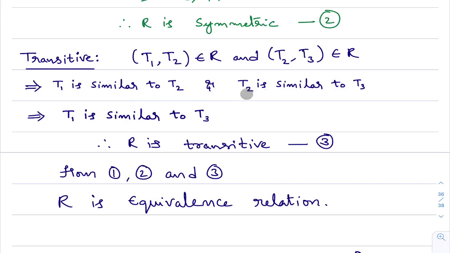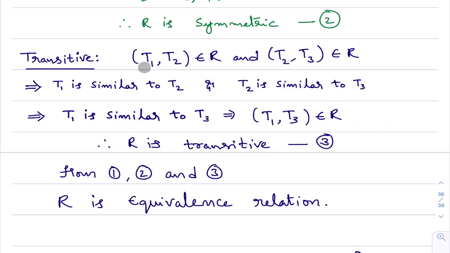T2 is a triangle which is similar to T3. By seeing these two points, we can easily say that T1 is similar to T3. Therefore, the relation R is transitive. Why am I saying the relation R is transitive? Therefore, (T1, T3) belongs to R. From this, I can say T1 and T3 belong to the relation.